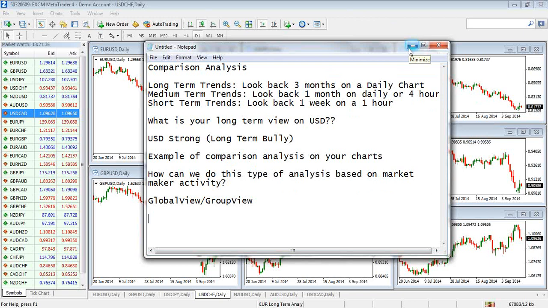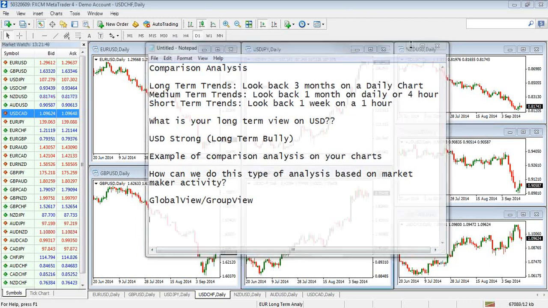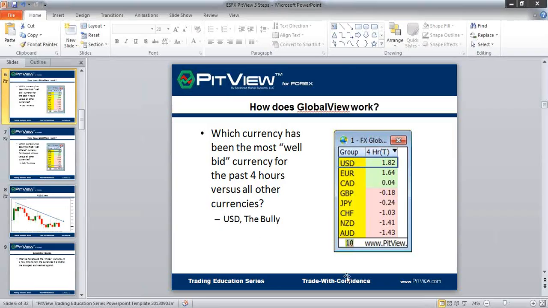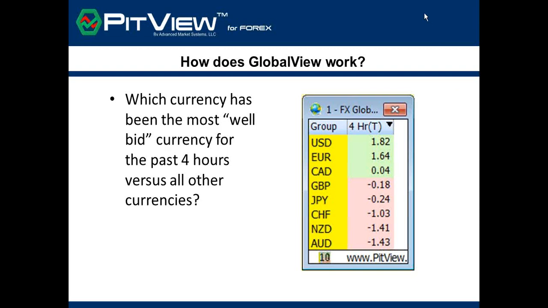And you can look at multiple currencies, you can look at multiple time frames to find long, medium, and short term. Obviously, we're not going to go through every single time frame here today. We don't have enough time. But that gives you a solid understanding of what a driving currency looks like, especially on the long term. So let me go back to my PowerPoint here, and I'll introduce you to what's really cool and really easy to use, by the way, what we call GlobalView.